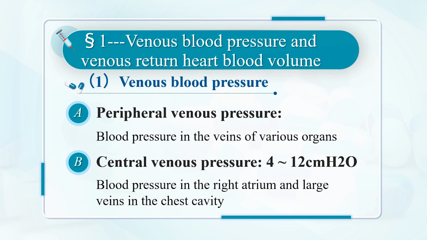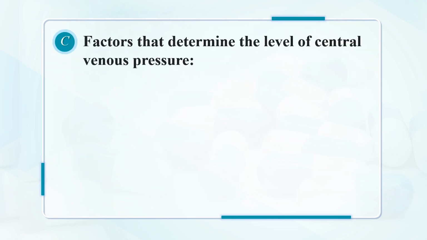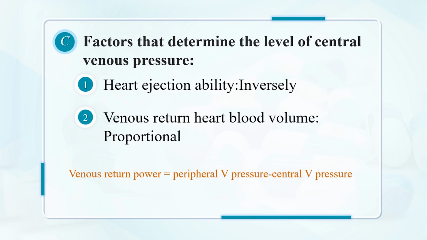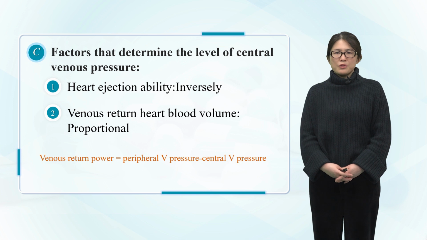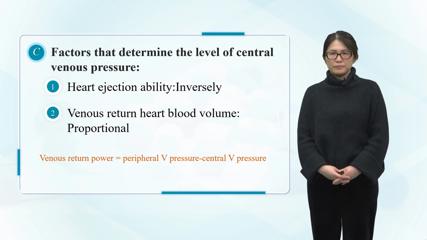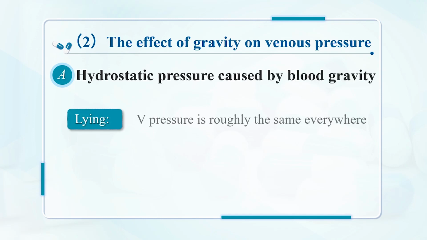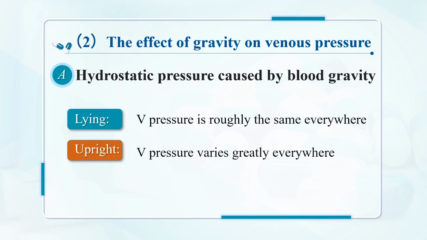Return to the relationship between blood volume. If the heart's ability to eject blood weakens, the right atrium and vena cava are congested, and central venous pressure increases. The effect of gravity on venous pressure.